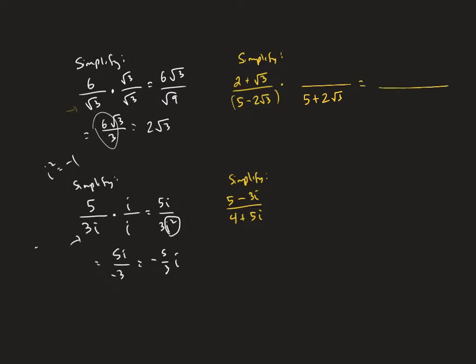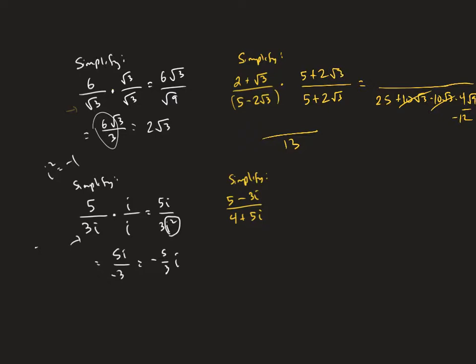Now when I FOIL that out this time, 5 times 5 is 25. 5 times 2 root 3 is 10 root 3. Negative 2 root 3 times 5 is negative 10 root 3. And then negative 2 root 3 times positive 2 root 3 is negative 4 root 9. Now those go away. And then this is minus 12, so I end up with 13 on the bottom, which doesn't have a square root anymore.